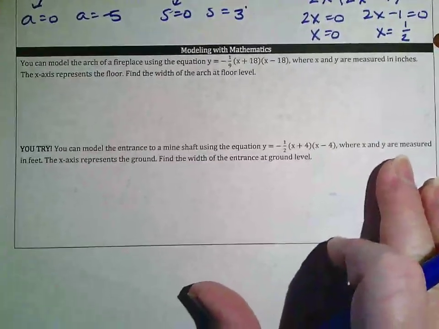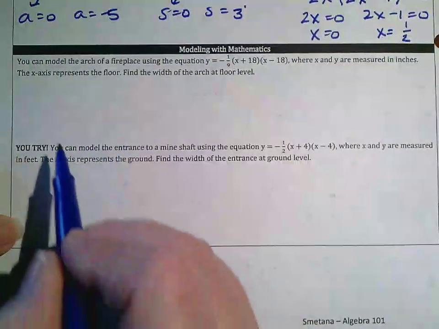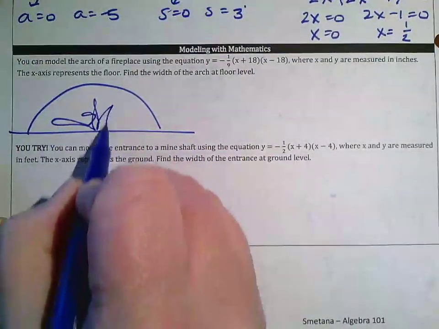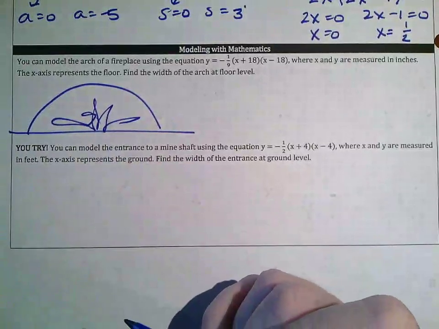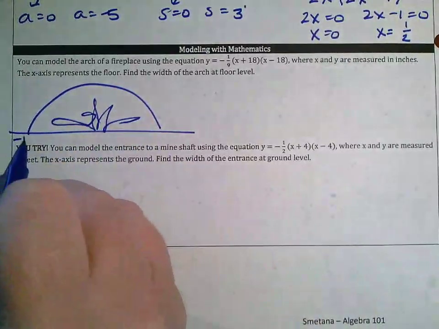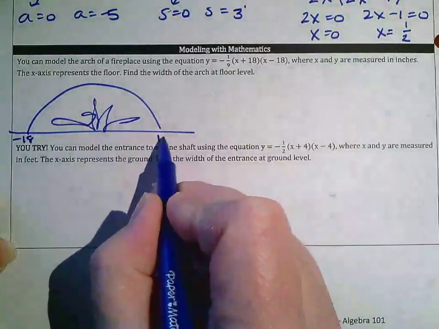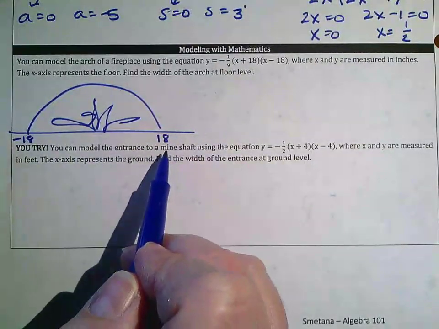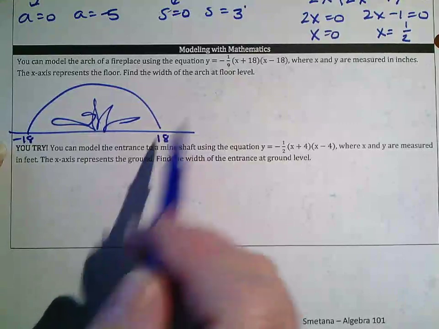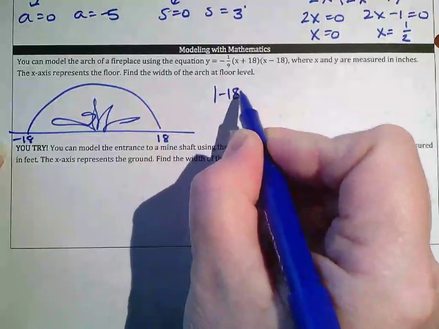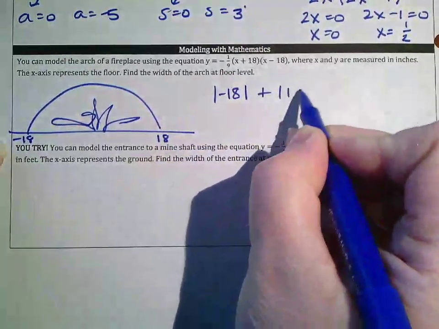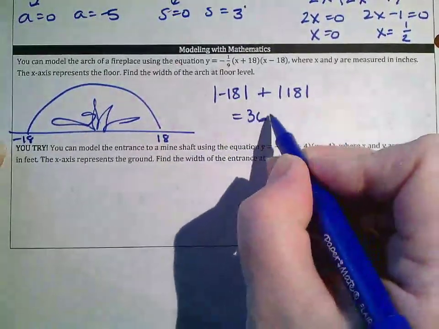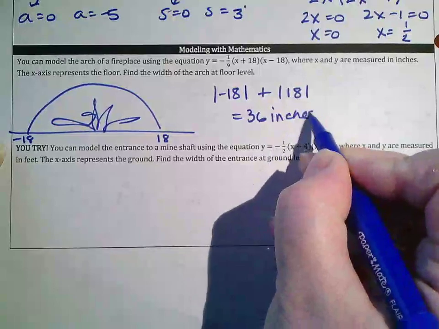You can model things too. So for example, if you have an arch for a fireplace and you got a big old roaring fire here and it's just going on and on and on, this is like at negative 18 and this is at positive 18. So how far apart are these? Remember when you're looking for distance, distance is always positive, so it's using the absolute value, which is 36 inches.